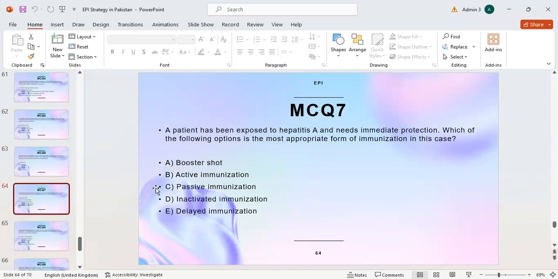MCQ number 7: A patient has been exposed to Hep A and needs immediate protection. Which of the following options is the most appropriate form of immunization in this case? Option A, booster dose, active immunization, passive immunization, inactivated immunization, or delayed immunization. The answer is passive immunization as it is post-exposure.